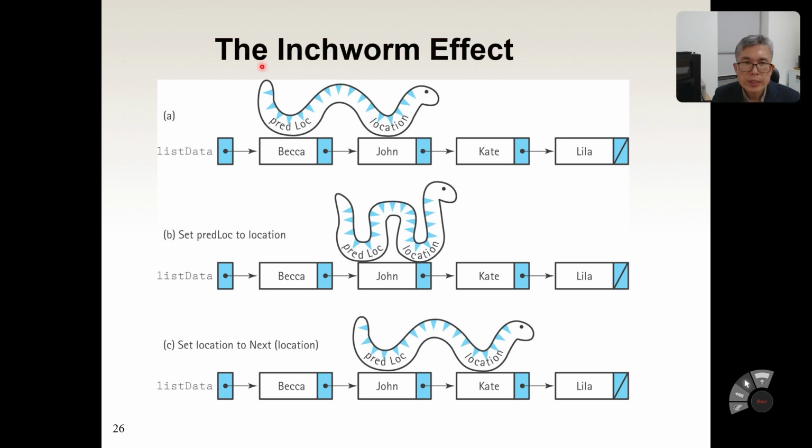So we have an analogy, the inchworm effect. An inchworm is a kind of moving like this. The inchworm is here, with the location at the front part and predLoc at the rear part. First location moves, and then predLoc follows, making an arch over the loop, and then the front moves again and the rear part follows, something like that. So this movement is called the inchworm effect.